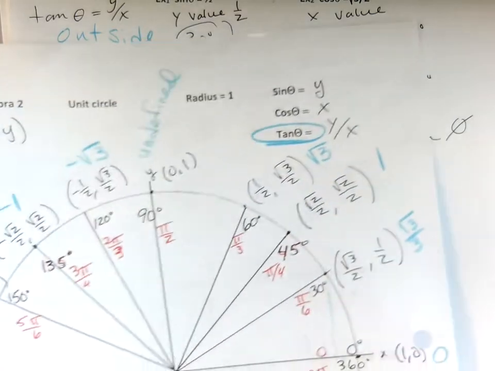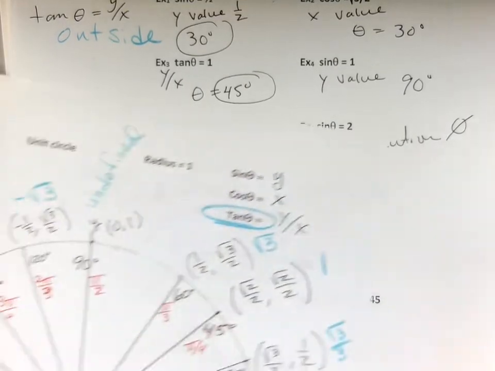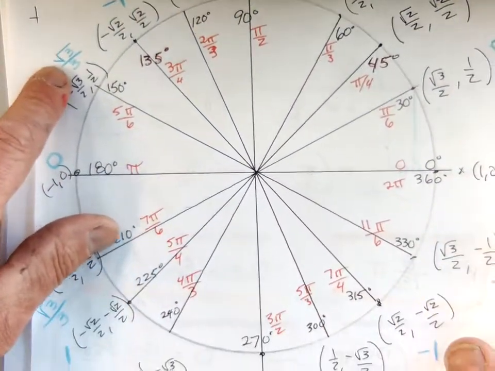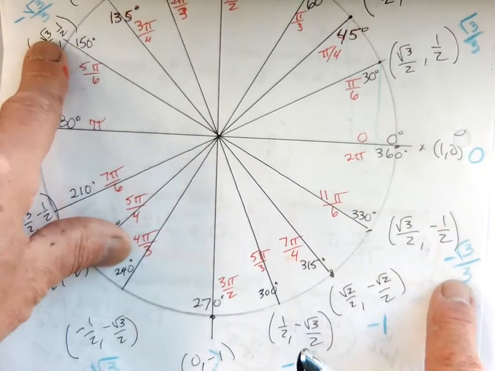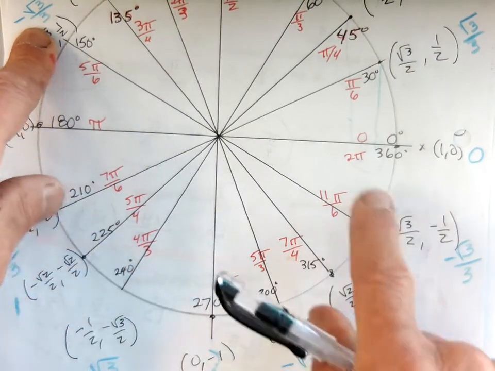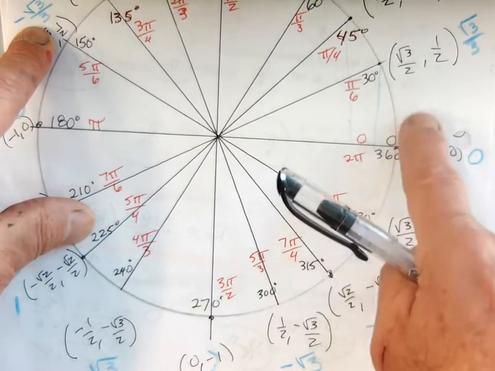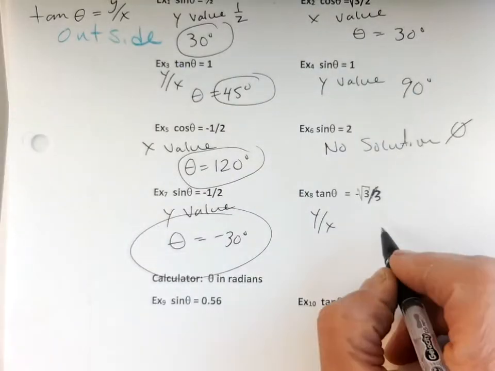Okay, tangent. Negative square root of 3 over 2. That is the y over the x. But again, I put all my tangents on the outside, right? So one answer is here, and the other answer is here, right? Yes, negative 30 degrees. Isn't that the fastest way to get there? That's the quickest way, just go backwards. Run backwards on the track. Negative 30 degrees.